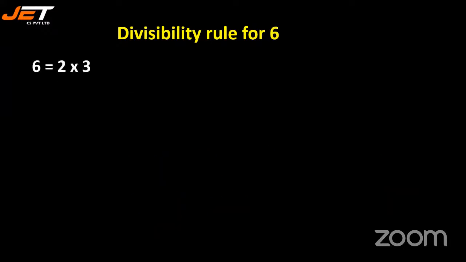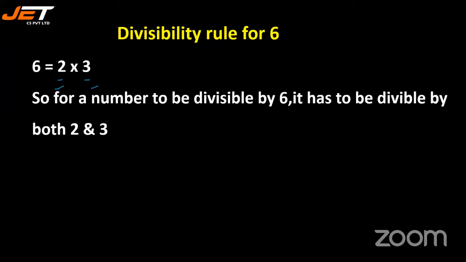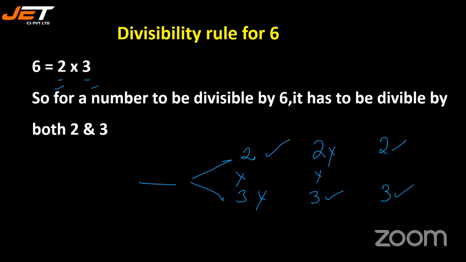6 says it has to be divisible by both 2 and 3. Both the criteria should be fulfilled. If you are checking a number for 6, you have to see whether it is divisible by 2 or not, 3 or not. If it is divisible by 2, but not by 3, still the criteria is not fulfilled to get it divisible by 6. And if it's the opposite, not divisible by 2 but divisible by 3, still it is not fulfilled. But if it's divisible by 2 and by 3 also, then the criteria is fulfilled.